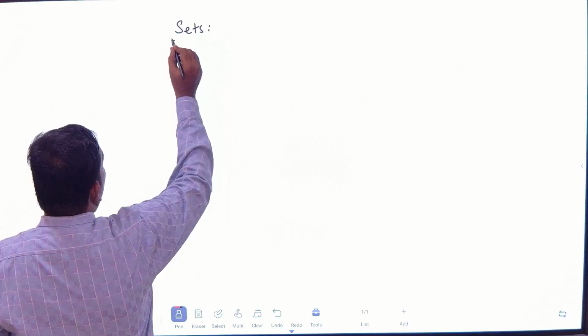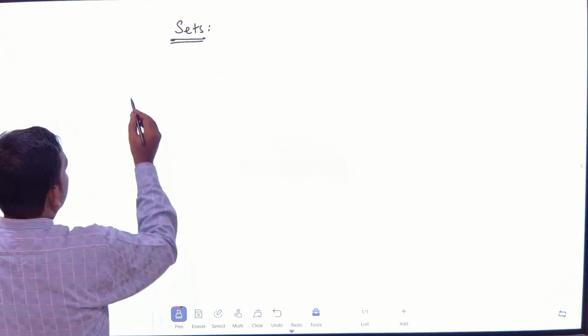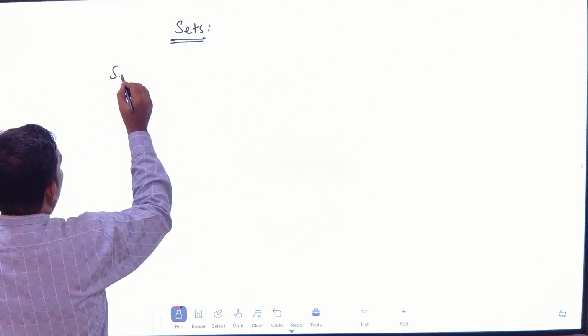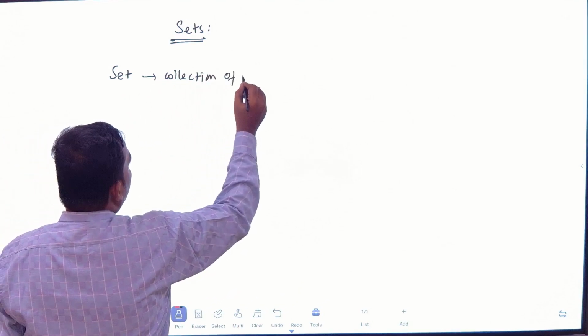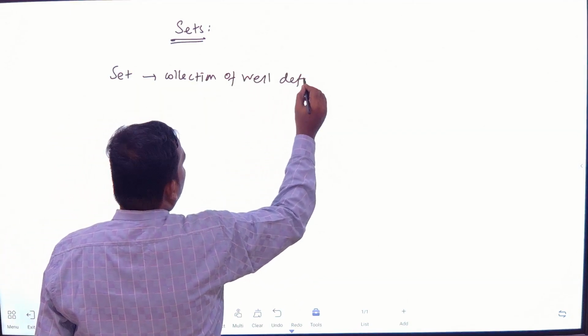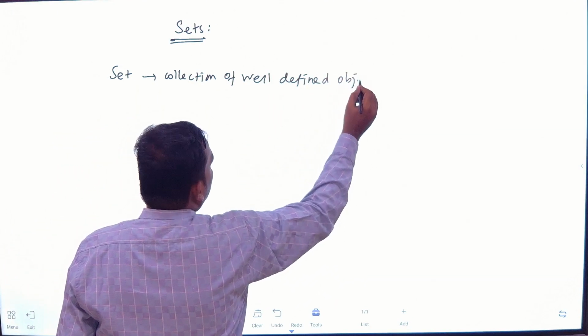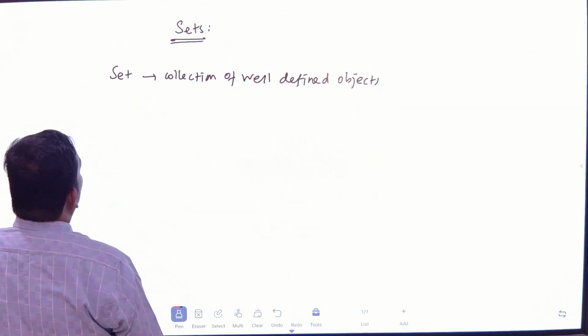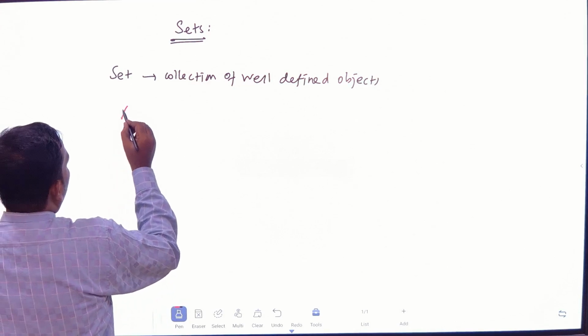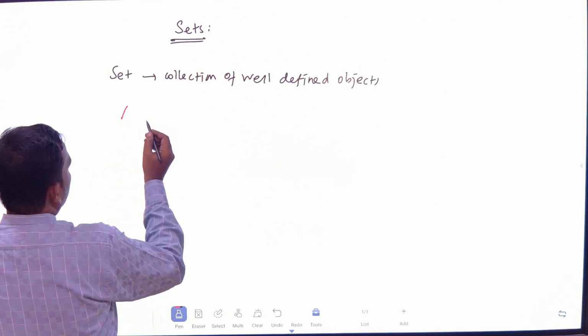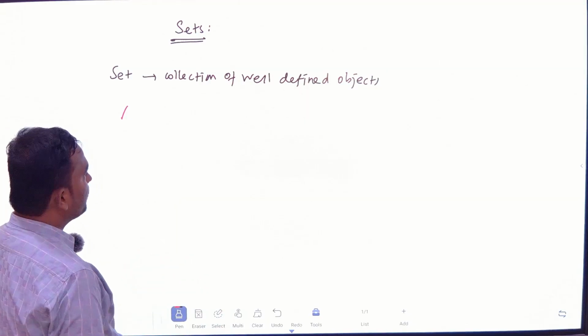Then how to convert this into a mathematical way? First, we have to start with sets. The set is a collection of well-defined objects, right? So what is the meaning of that? For example, if I take just butterflies, you can say this is a set.